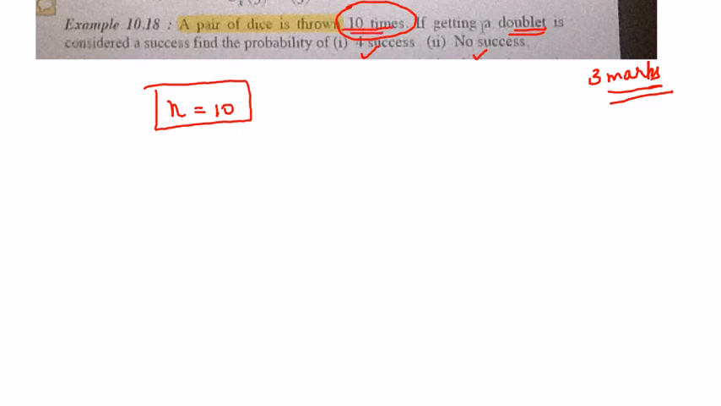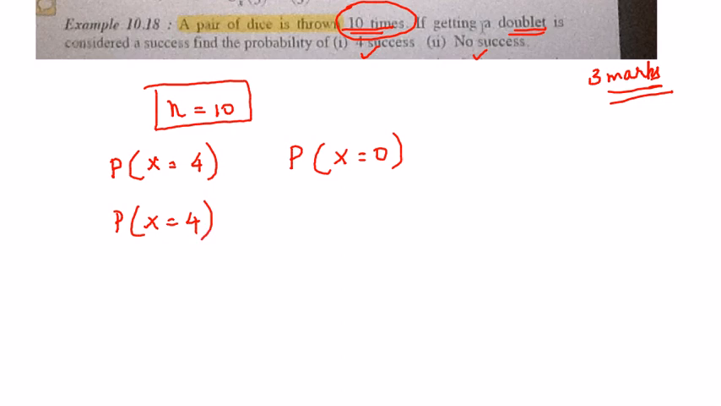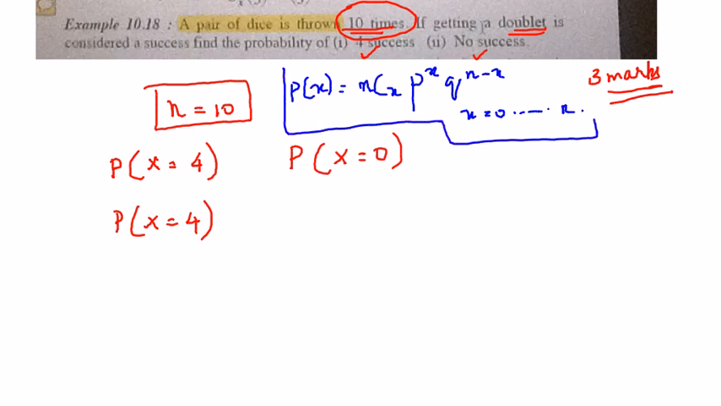Let's get started. He's asking you to find the probability when x is equal to 4 and the probability of no success, that is x is equal to 0, right? Let's do the first thing. Probability of x is equal to 4. Let's write the formula first, right on top. So my probability function is going to be nCx p^x q^(n-x), where x is going to be between 0 to n, right? Always remember to write down the formula so that you don't forget it.